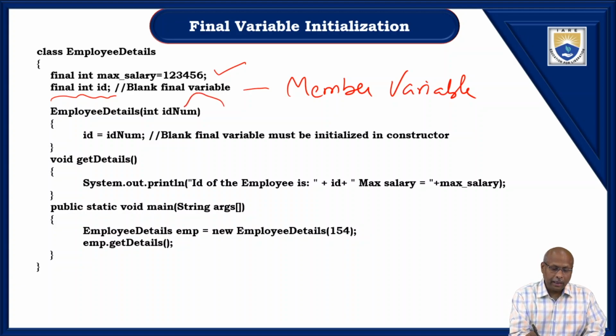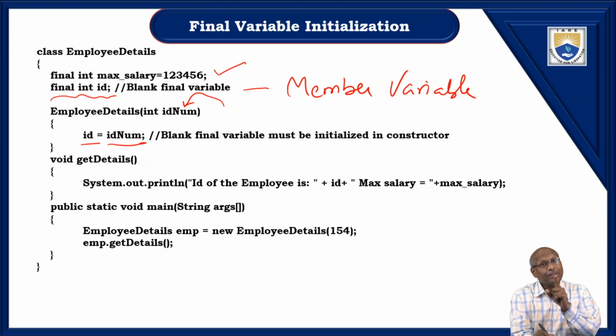So when you pass a number, this number you can assign to the ID, where the ID is my final. That means you can update only in the initialization stage, because when my object is initialized, that time the constructor will be called, and the constructor will be called only once. That's why the blank variable should be initialized through the constructor, not through the normal methods.